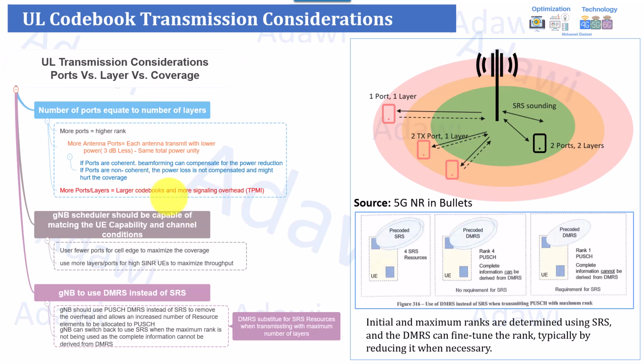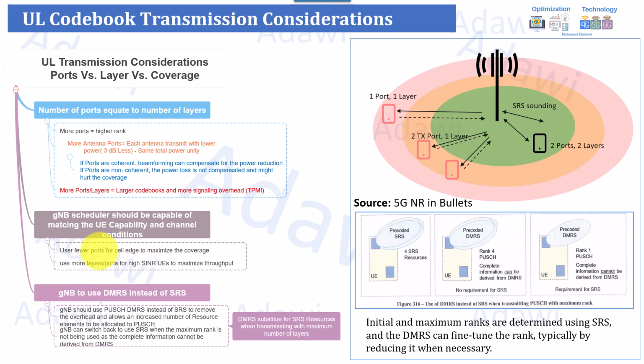But at the same time, there are other drawbacks associated here, which is related to that the more codebooks you have, this means you will have a larger overhead due to the TPMI report itself, which will be larger. So this can reflect, for example, in the overhead, especially whenever the gNB is sending the feedback in the PDCCH in the downlink direction. The second part here is about the gNB scheduler capability itself.